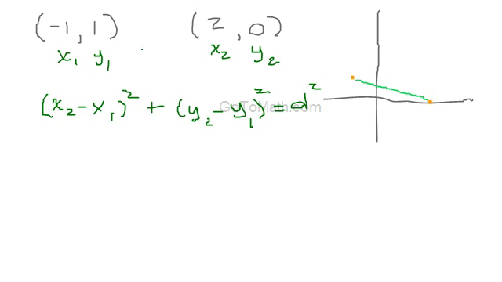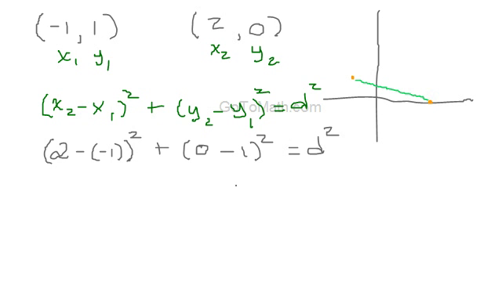Okay, so now let's go ahead and plug our numbers into the formula, and we'll go back and use gray here, the original color. So we'll have 2 minus, I'll put this in parentheses because of that negative, 2 minus -1 squared plus, and then y2 is 0 minus y1, which is just 1 squared, and that's equal to d squared.